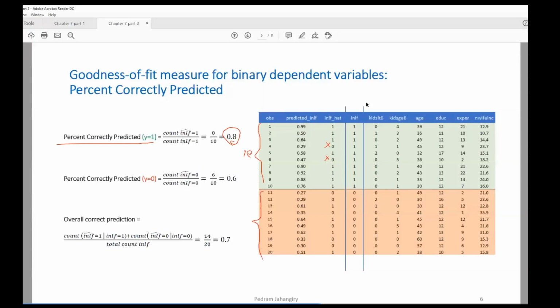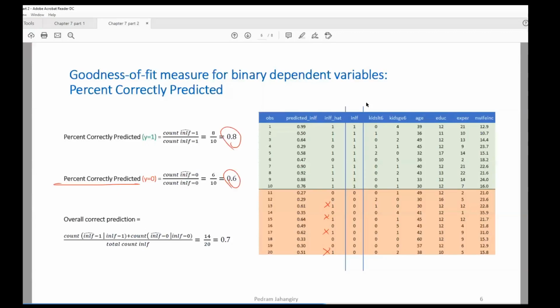Let's do the percent correctly predicted when y is equal to 0. So what are the right calls? The model says the true value is 0, model says 0. So this is right. Again, as the previous one, let me mark the wrong calls. So this is a wrong call because the true value is 0. The model said that the lady participated in the labor force. This is wrong, wrong, wrong, and wrong. So what is the percent correctly predicted? 4 of them are incorrect, 6 of them are correct, 60%.